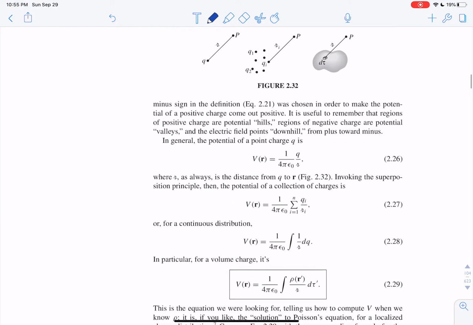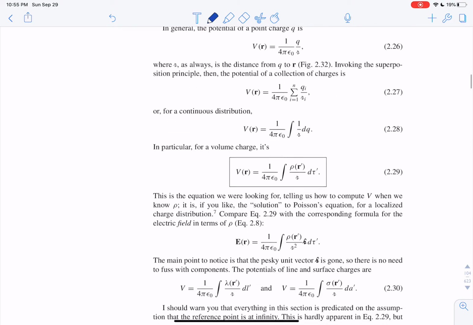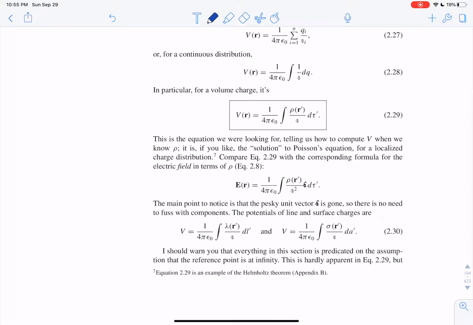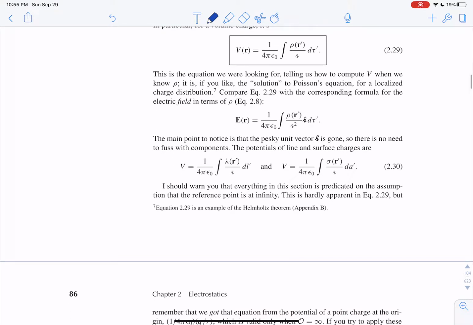And then, yeah, he just goes through this. What he's basically showing is that for any volume charge, the potential is just the integral of the charge density, and then just 1 over r there. Okay, and so that's the equation we're looking for. It tells us how to compute the potential when we know what rho is, and, if you like, the solution to Poisson's equation for a localized charge distribution.